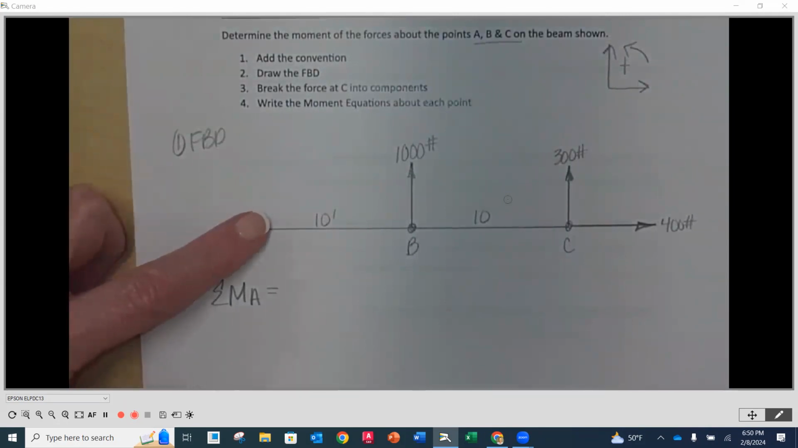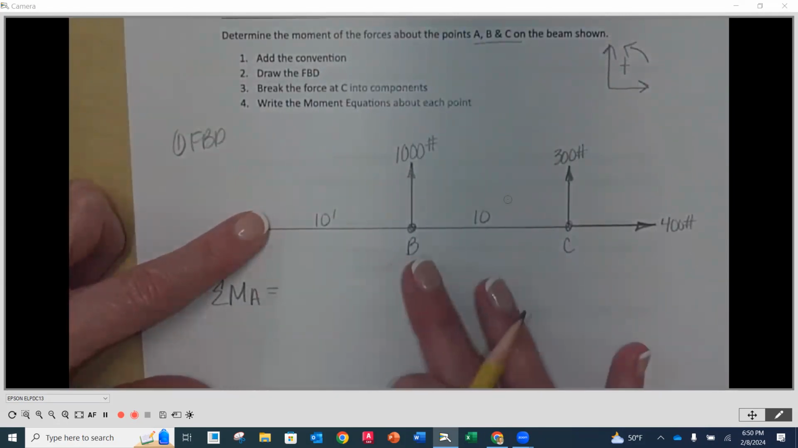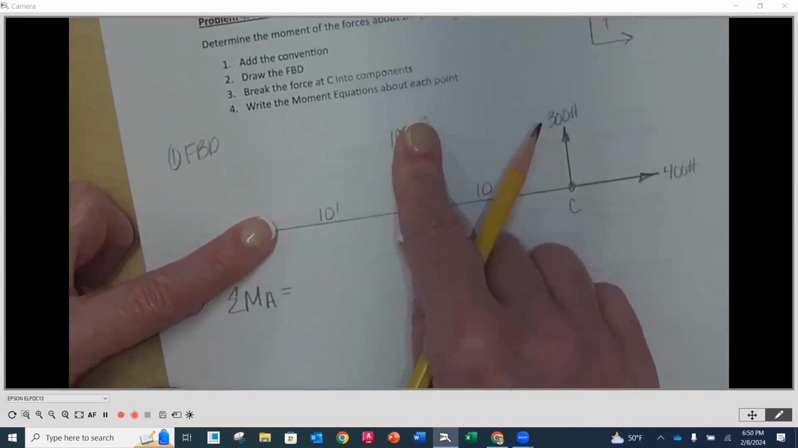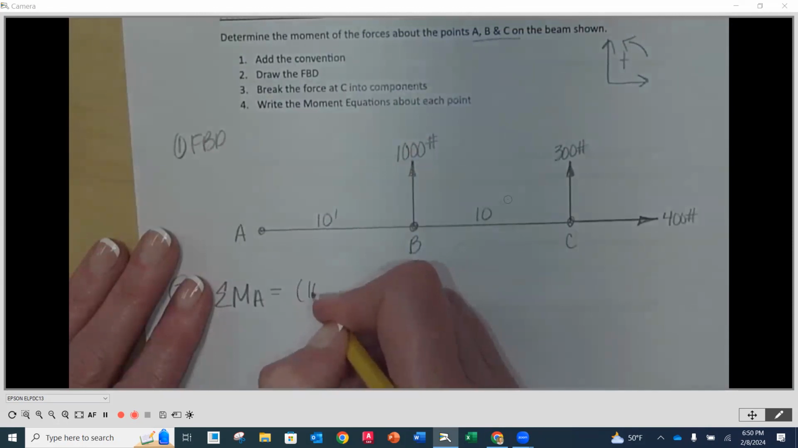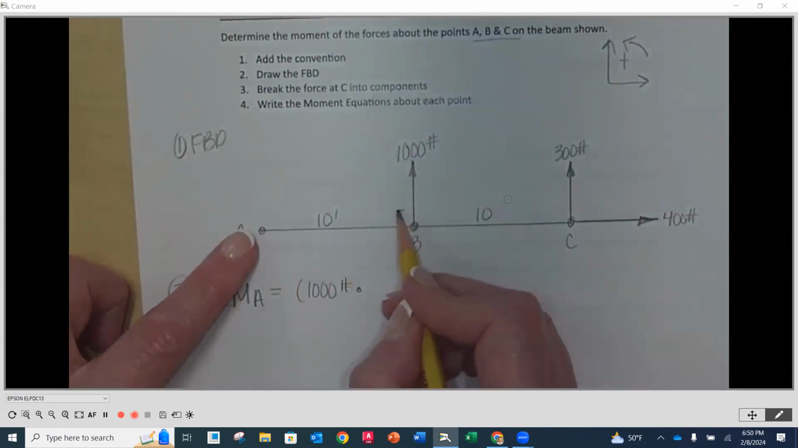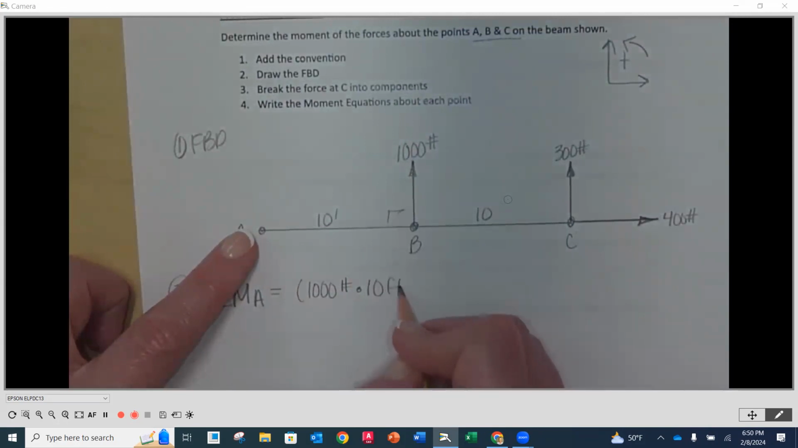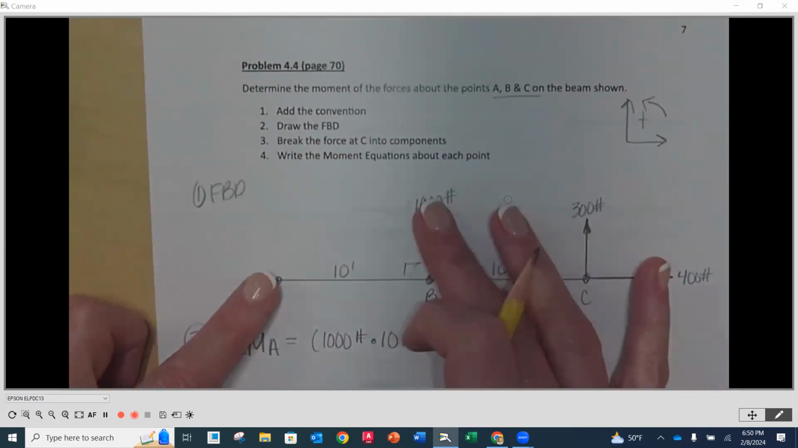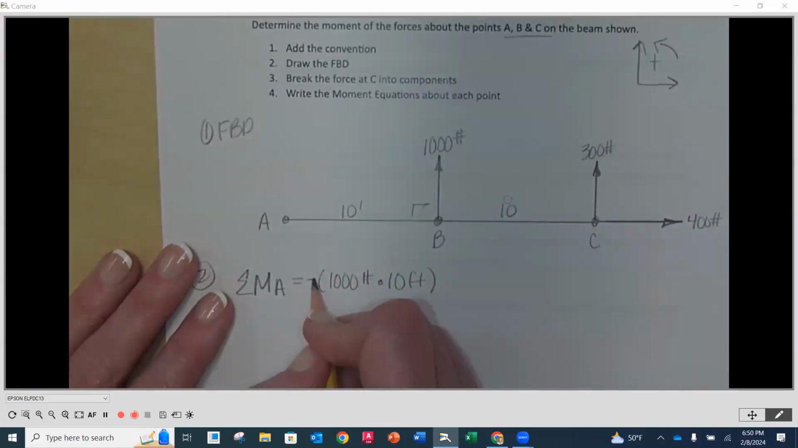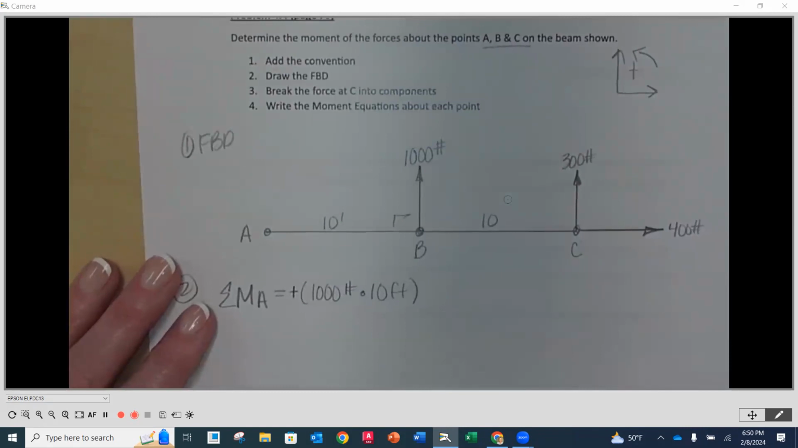So I'm going to put my finger on A and I'm going to move to the right and I'm going to pull in the direction of my first force. It's going to cause a rotation. So that's going to be 1,000 pounds times its perpendicular distance of 10 feet. And as I rotate this, it's going to go in a counterclockwise direction. So that's positive out front.